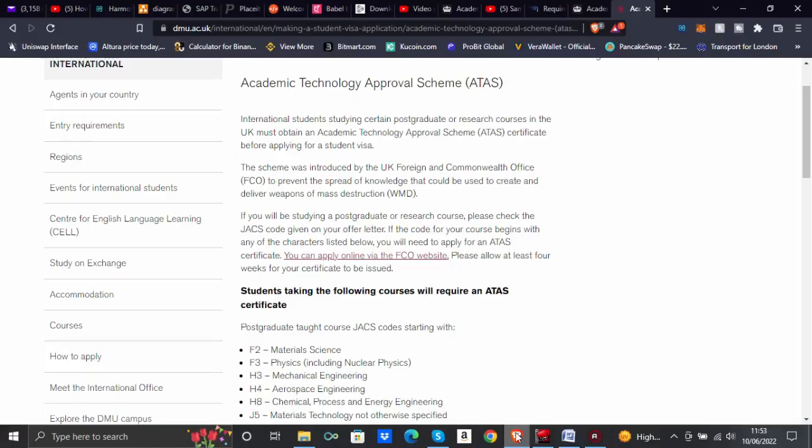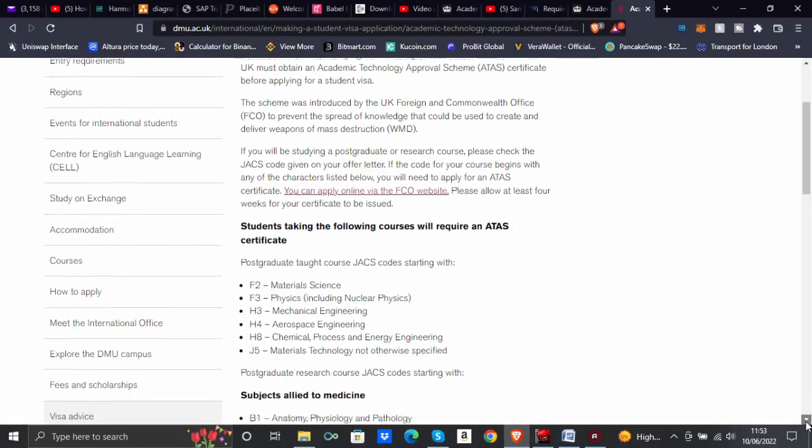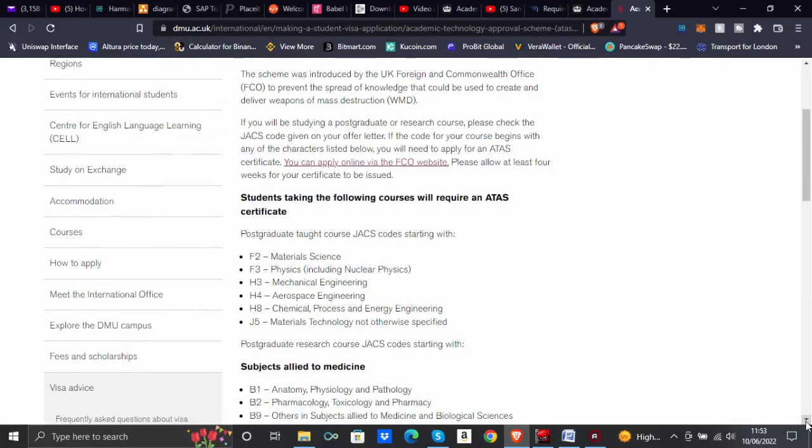And again, there's what they call the ATAS certificate. ATAS means Academic Technology Approval System for postgraduate. This certificate is course specific. I think it's for those who are coming to study courses like chemistry, physics, engineering, and all whatnot.